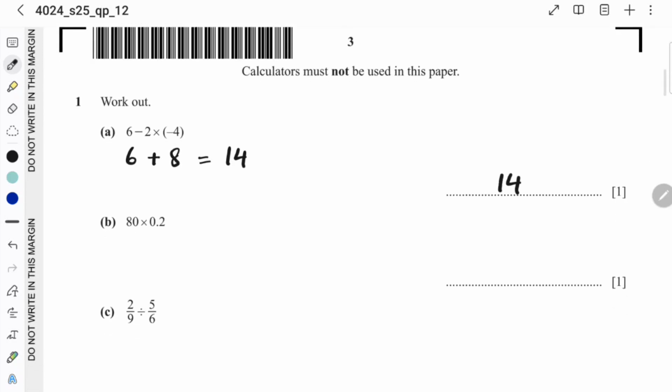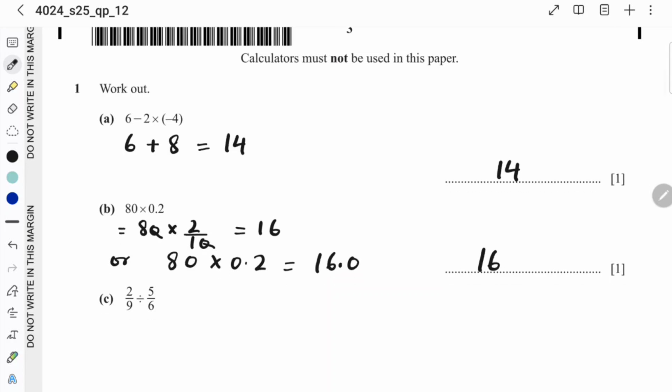Go to part B. Part B is 80 times 0.2 and 0.2 is 2 over 10. You can do the question any way, you just have to solve. So that is 80 times 2 over 10 and then 8 times 2 is 16, or you can also solve like this: 80 times 0.2, you know that 80 times 2 is 160, so 1 decimal place, so 16.0, so your answer will be 16.